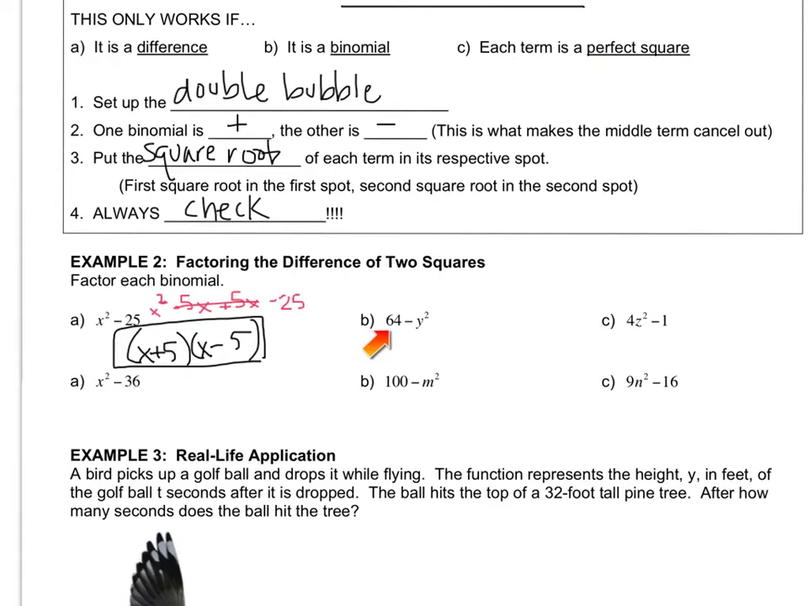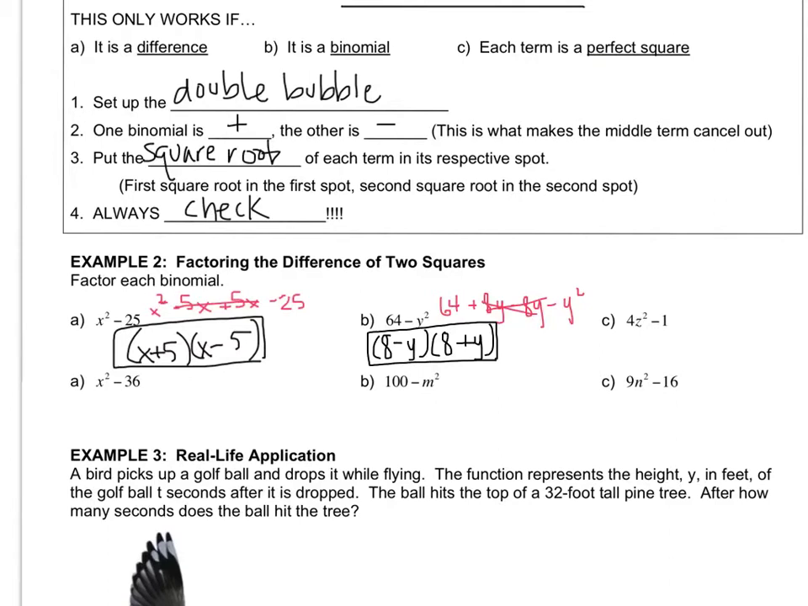64 is 8 times 8, and this is y times y. So it fits my three rules. The square root of 64 is 8, and the square root of y squared is y. It doesn't matter, just for giggles, I'll make this one minus and this one plus, and then there you are. Let's check it out. FOIL. 64 plus 8y minus 8y minus y squared, and then these will cancel.